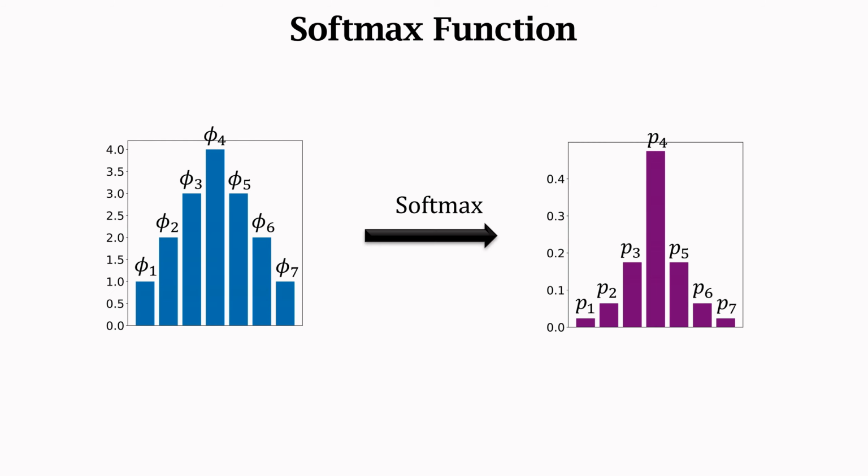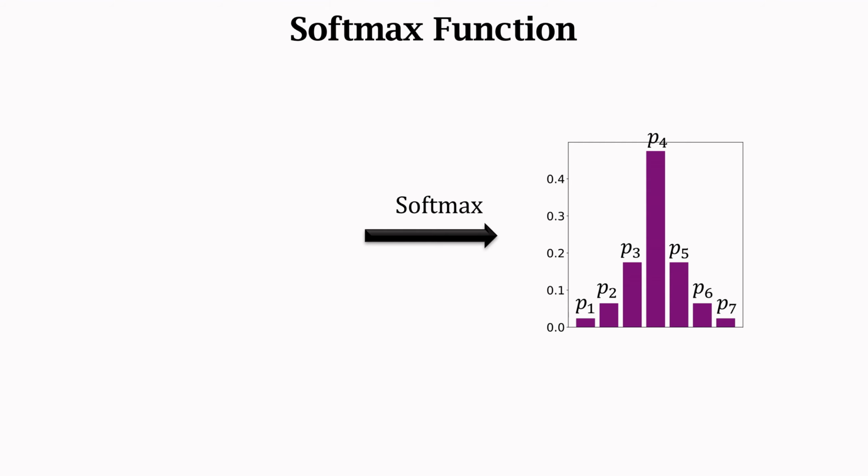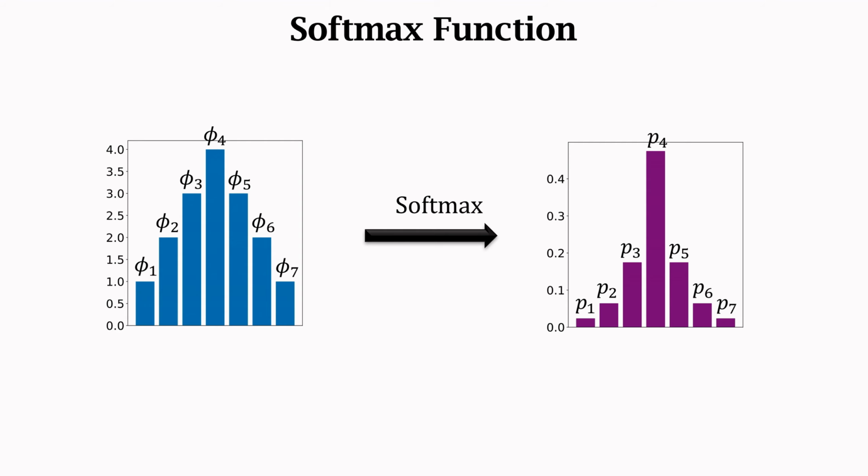Here is an example of the Softmax function. The left figure shows the inputs. The inputs can be arbitrary numbers. The right figure shows the outputs. The outputs are positive numbers that add up to 1. Softmax function makes the biggest entry bigger and the other entries smaller.